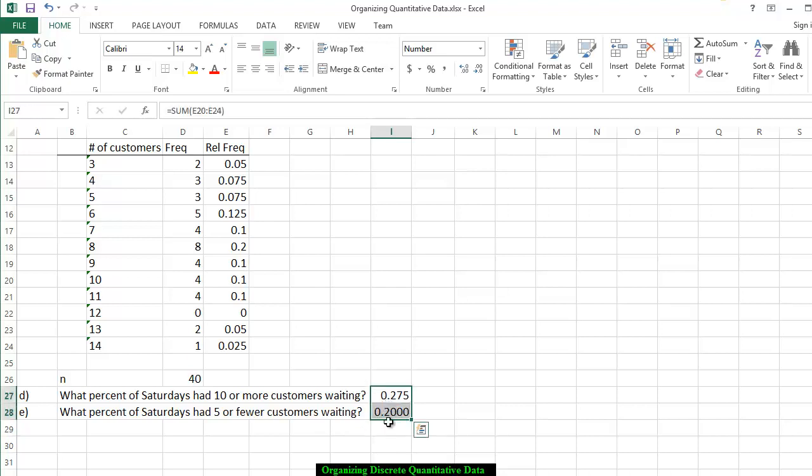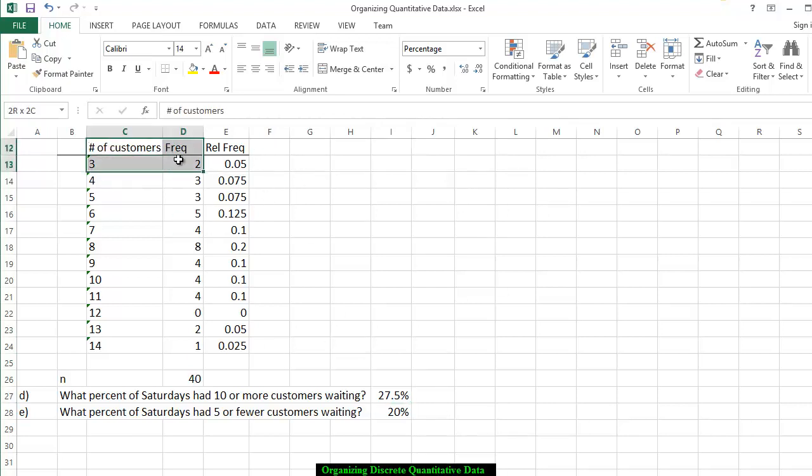Now we want to put this in percent notation. So we scroll on these 2 numbers. We go up to the percent sign. I want this to represent to the nearest tenth. So we have 27.5%. We have 20%. Now we're ready to deal with our histograms.